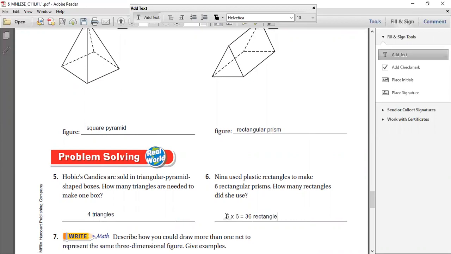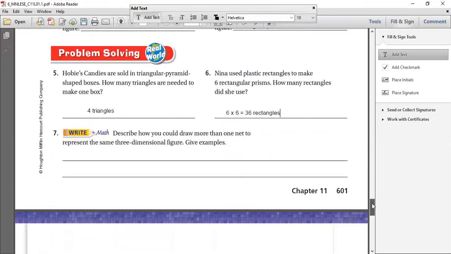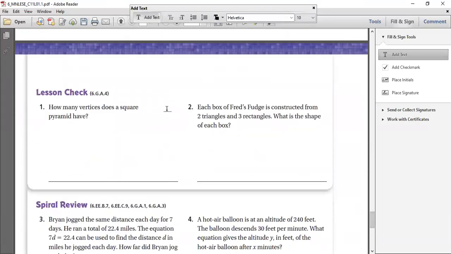Now these questions are easy only if you read them again and again. So they are asking for 6 rectangular prisms. To make one rectangular prism, we need 6 rectangles. So to make 6 rectangular prisms, we need 36 rectangles. Okay, the next page, question number 1 and 2.